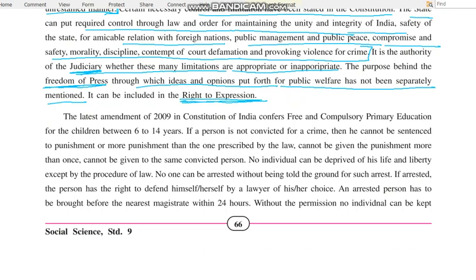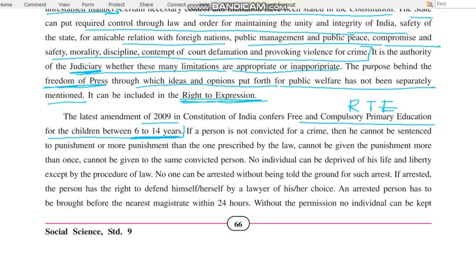The latest amendment of 2009 in the Constitution of India confirmed free and compulsory primary education for children between 6 to 14, that is known as RTE, right to education. It means free and compulsory education to children from 6 to 14 years of age, right?